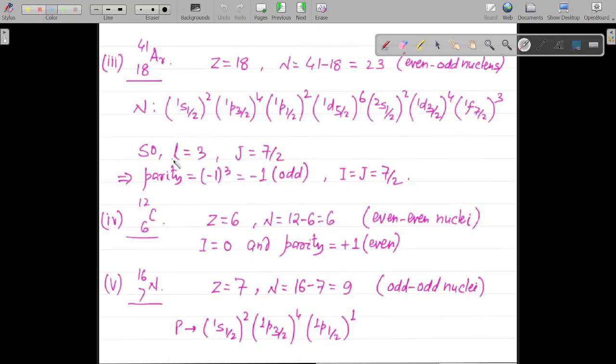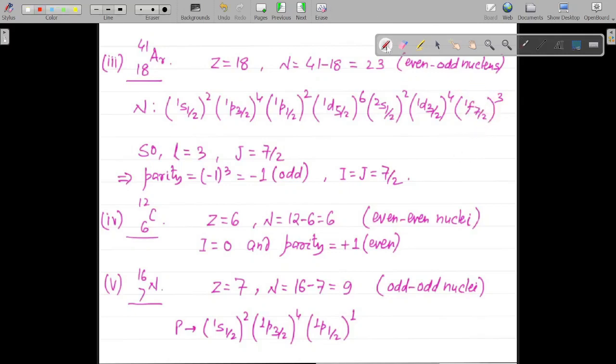Now, clearly L equals 3 over here. You can see SPDF: S has L value 0, P has L value 1, D has L value 2, and F has L value equal to 3. So the unpaired neutron resides in 1f 7/2.